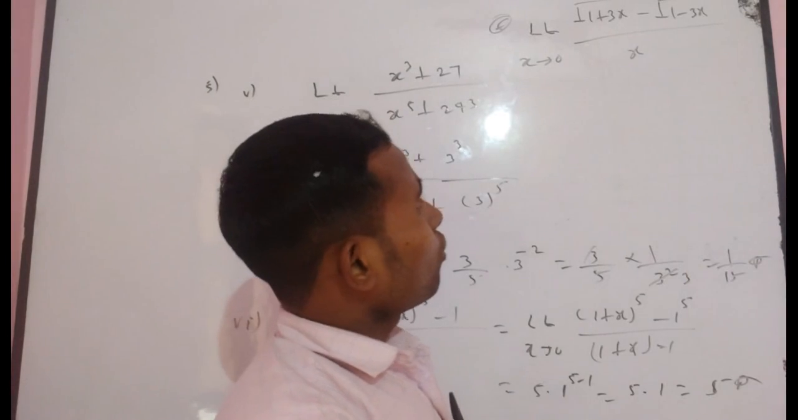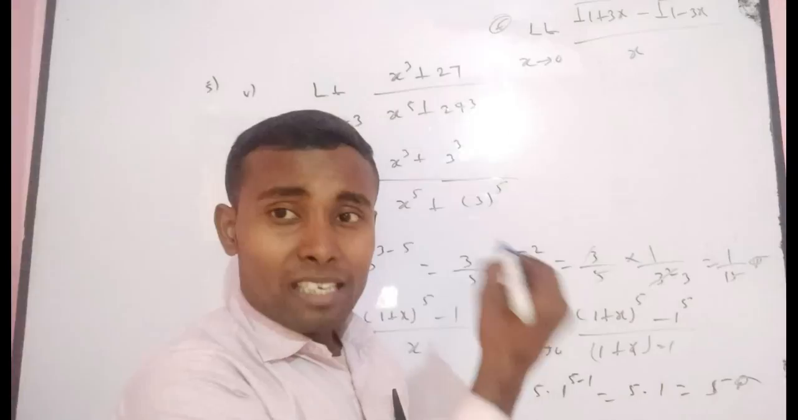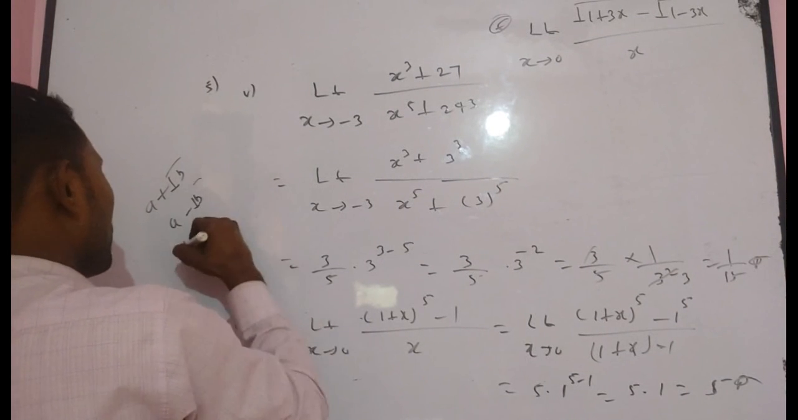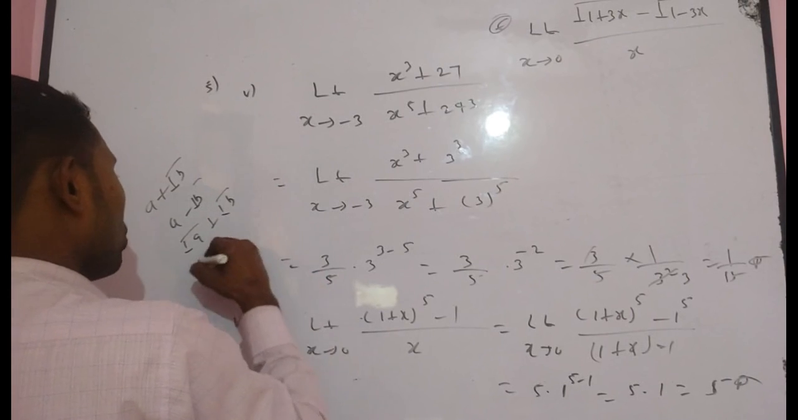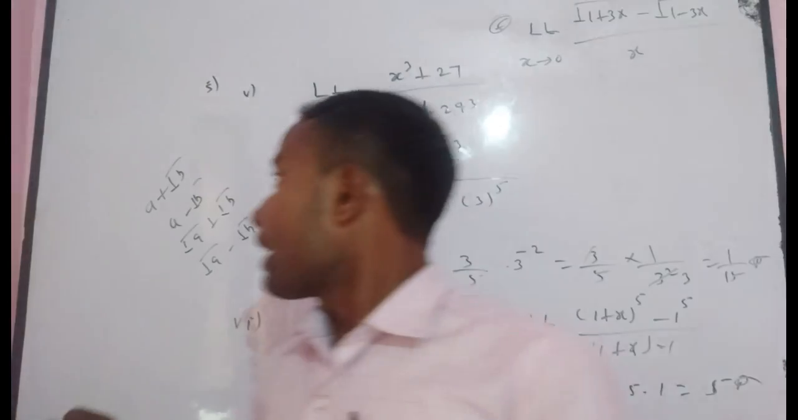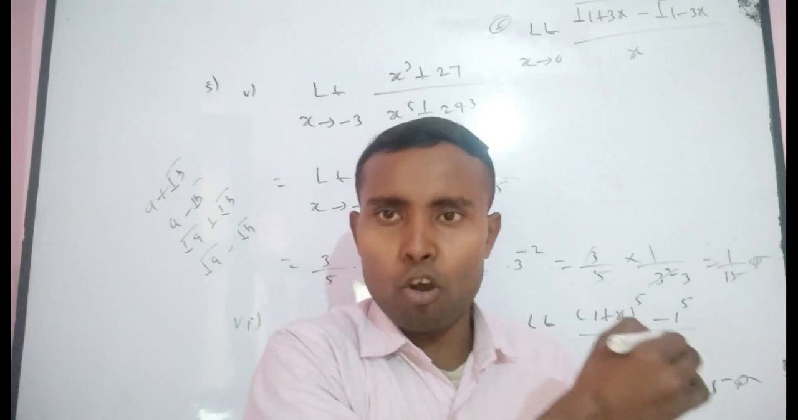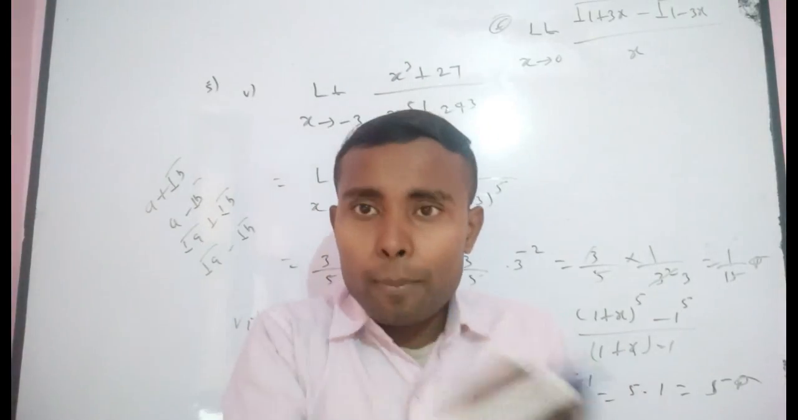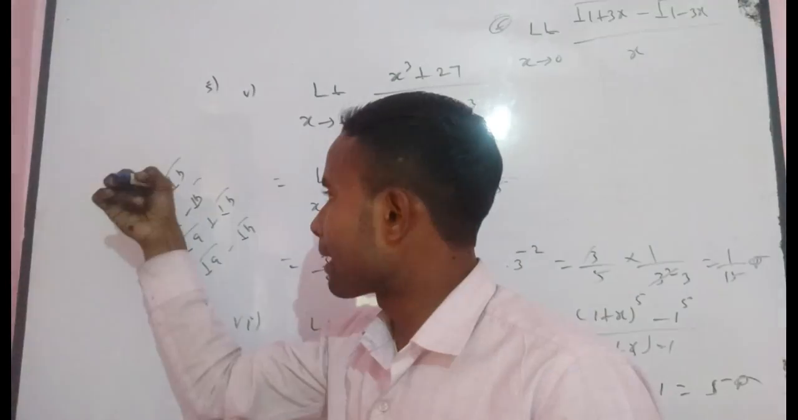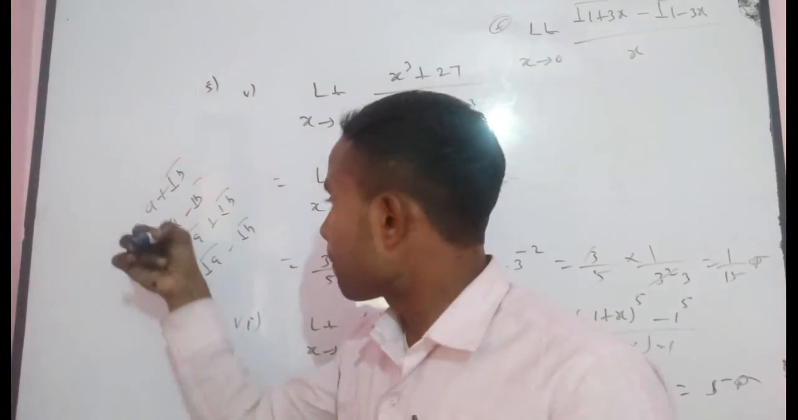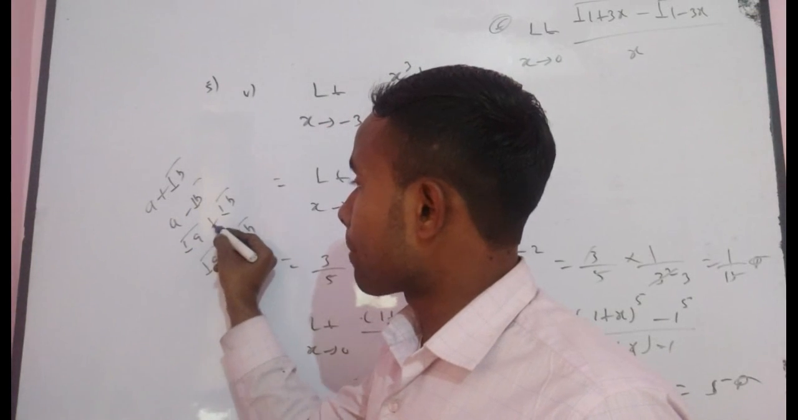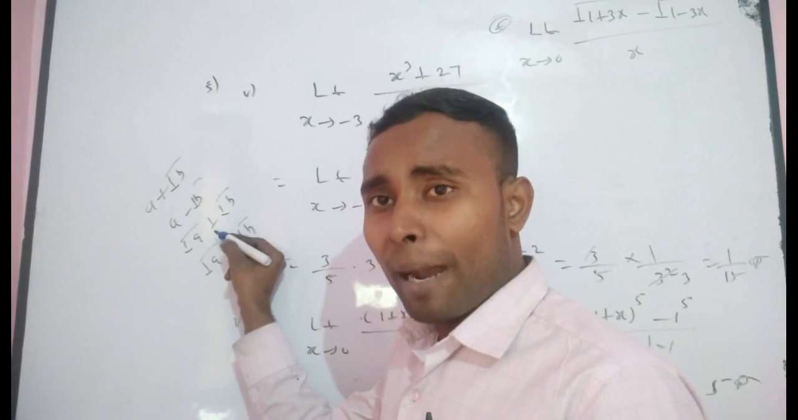Now if there are terms such as root a plus root b or root a minus root b in the expression, and after putting the value of x you get an indeterminate form, then you have to multiply. If root a plus root b is available, then you multiply numerator and denominator by root a minus root b. If root a minus root b is available, then you multiply numerator and denominator by root a plus root b.